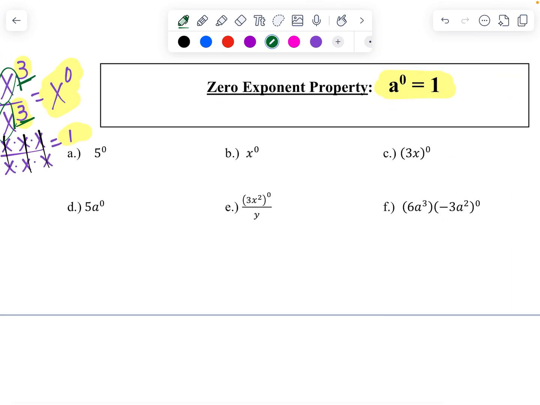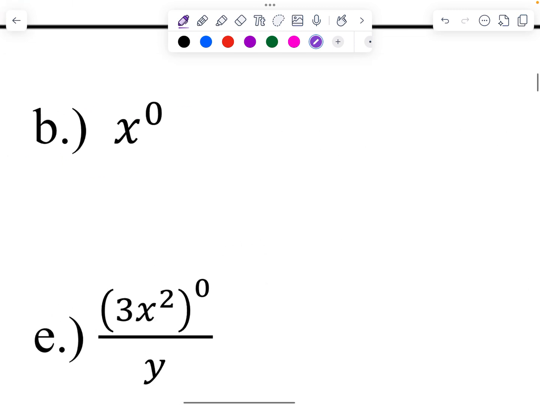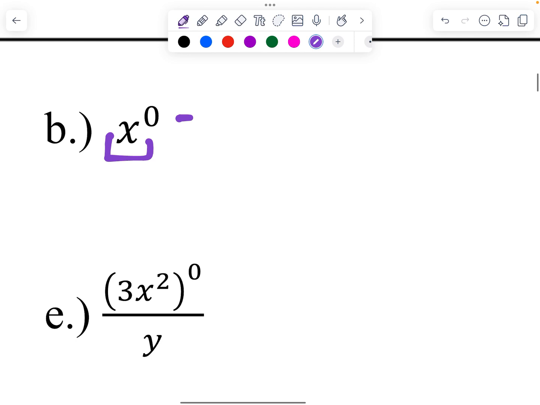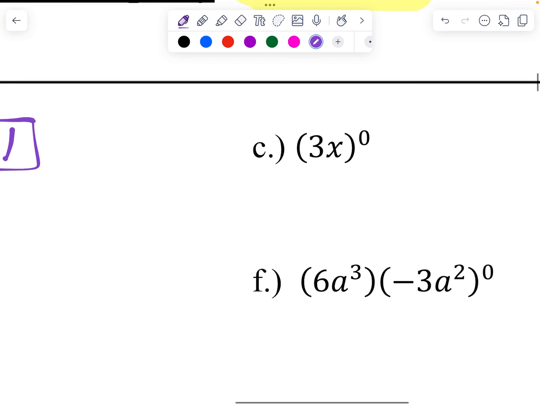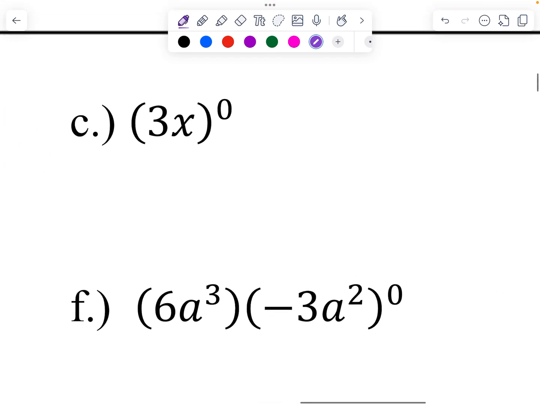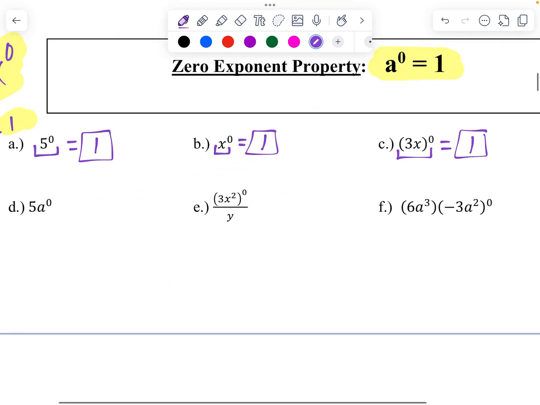And what I like to do is underline so I know what I'm looking at. So for example, 5 to the 0 power, that whole thing is to the 0 power. This is going to be the number 1. Letter B, x to the 0 power. Okay, that whole thing's to the 0 power. That's going to be 1. And notice now it's not x to the first power. It's just 1. Letter C, the whole thing in the parentheses is raised to the 0 power. Again, going to be just 1.